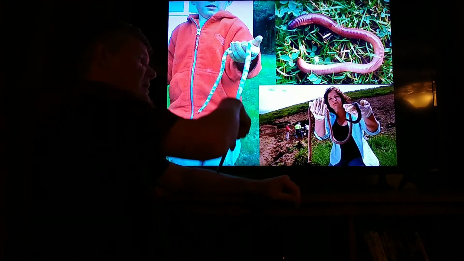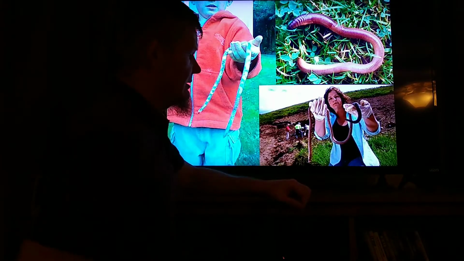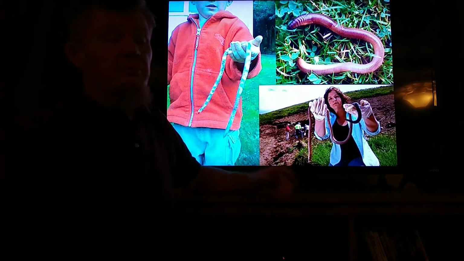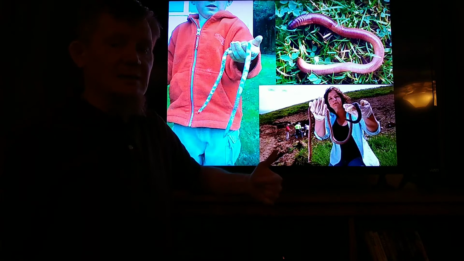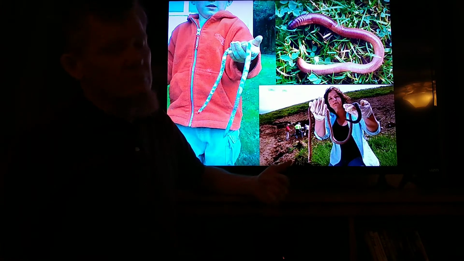Here's a kid holding a giant earthworm. Here's another woman holding a giant earthworm. So, polychaetes, bristleworms, mostly marine. Oligochaetes, earthworms, mostly terrestrial.